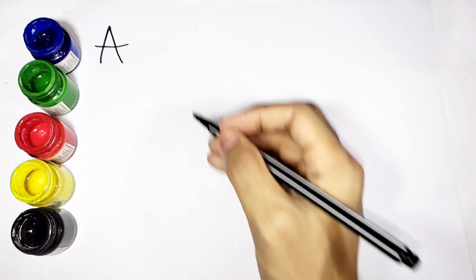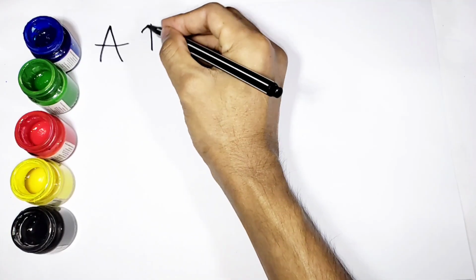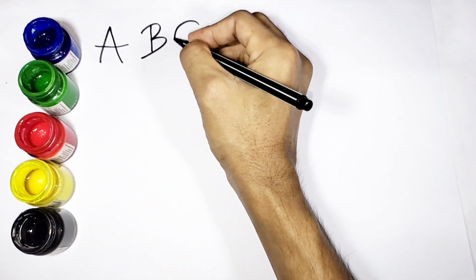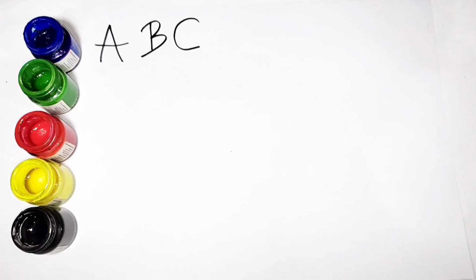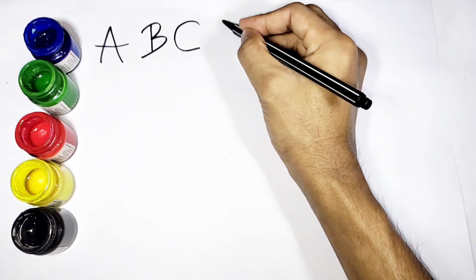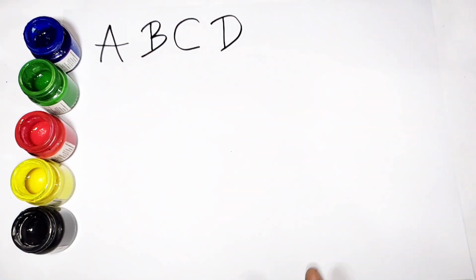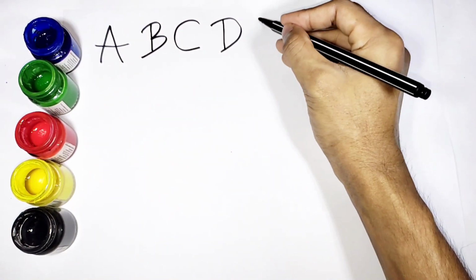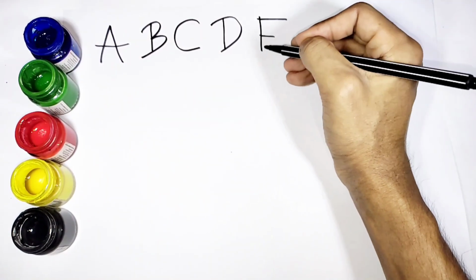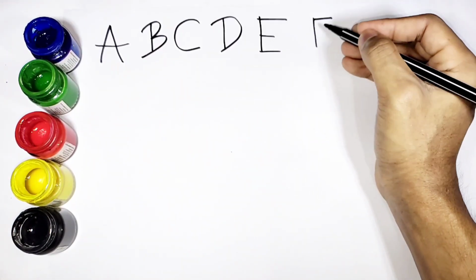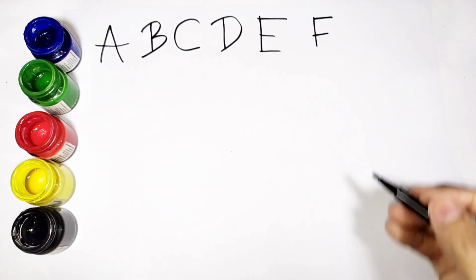First we will draw the alphabet A. A for apple, A for ant. And the next one is B. B for ball, B for bat. And the next one is C. C for cow, C for cat. Kids, the next one is D. D for dog, D for doll. The next one is E. E for egg, E for elephant. And the next one is F. F for fish, F for fan.